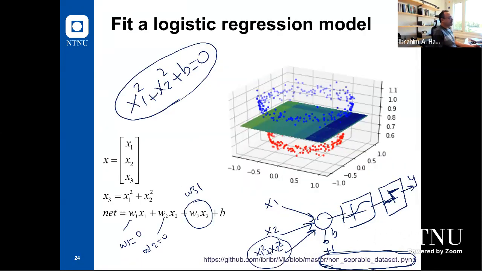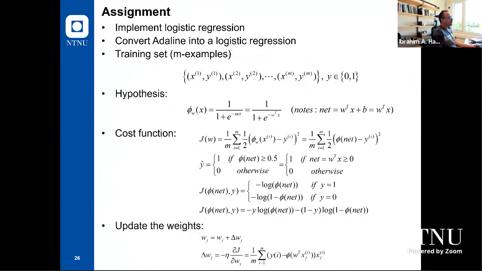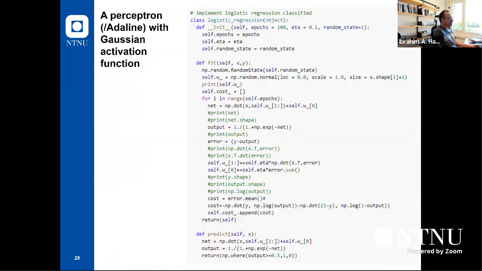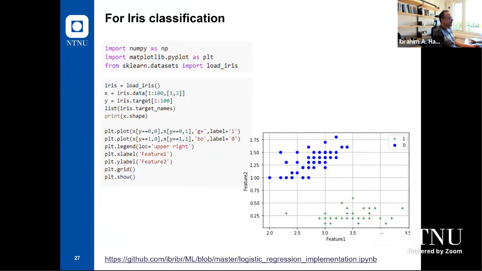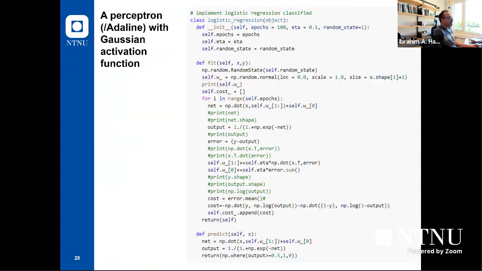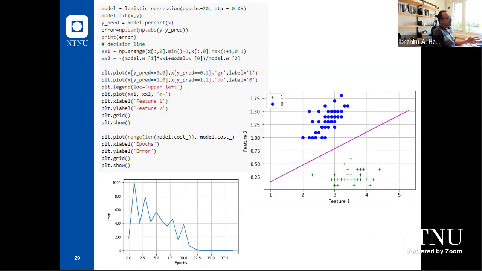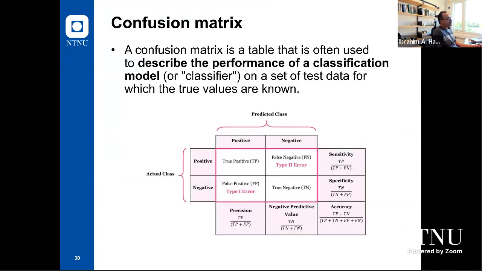Next time we will start from maybe just talking about the logistic regression model. How can we implement it step by step? I did that here also in this example. So the logistic regression implementation, I implemented it step by step. And we can use the one which we implemented for classifying the Iris dataset as a binary classification problem. And after that, we can go for the confusion matrix.